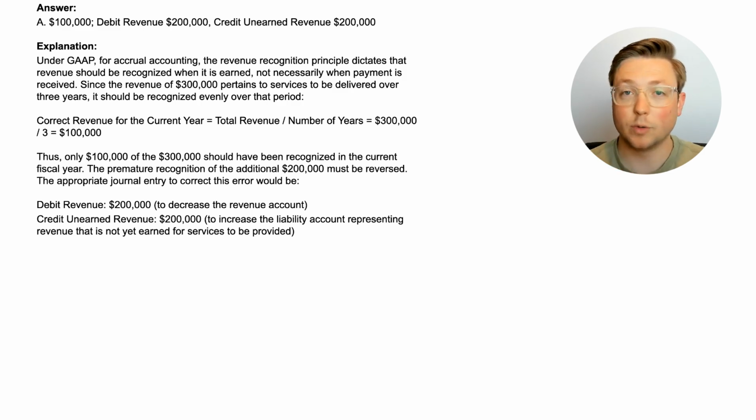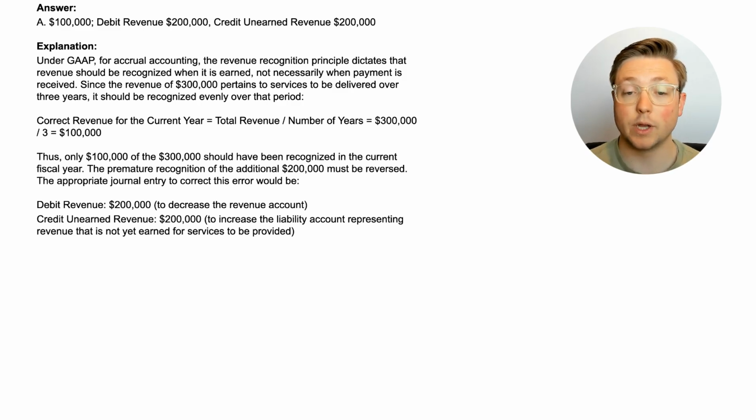So even though we're talking about the income statement, a lot of the time, the adjustments that you make do affect the balance sheet. Unearned revenue is a liability. But let's read this explanation. Under GAAP, for accrual accounting, the revenue recognition principle dictates that revenue should be recognized when it is earned, not necessarily when payment is received.